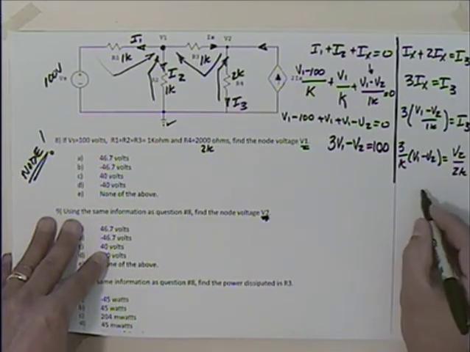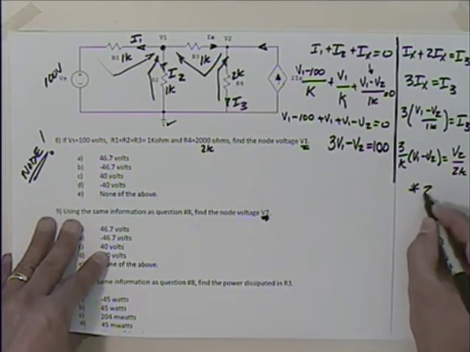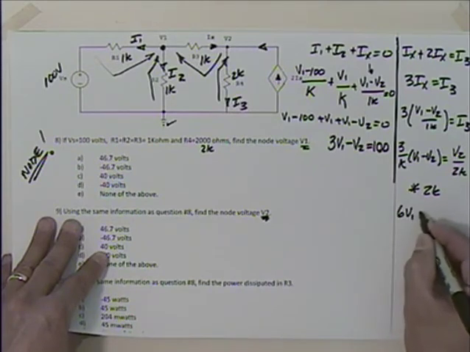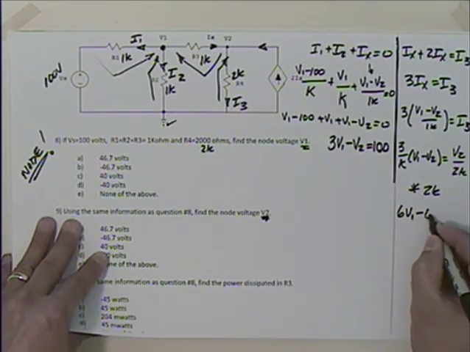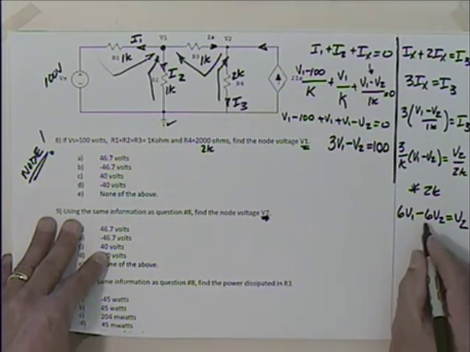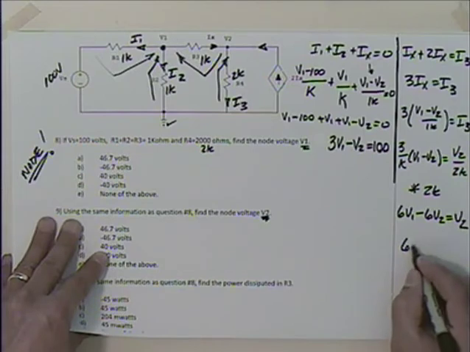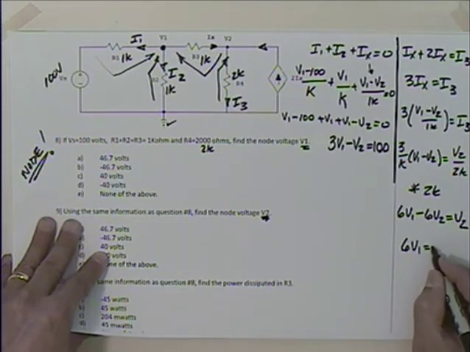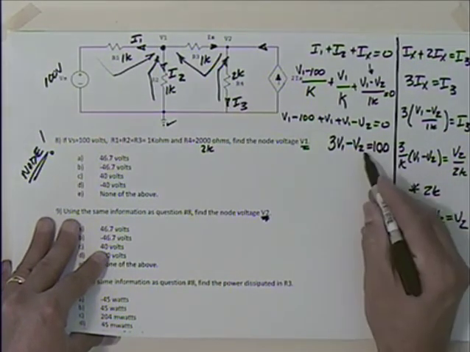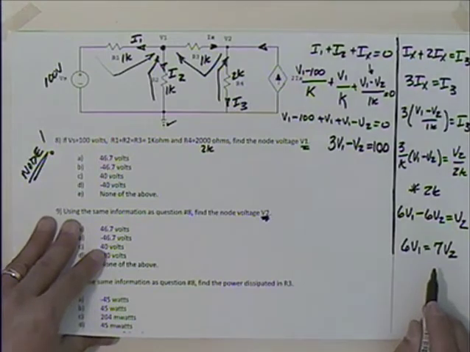So if I multiply everything by 2K, what do I come up with? I get 6V1 minus 6V2 is equal to V2. We're moving that to the other side. I get 6V1 is equal to 7V2. And that's every bit as nice of an equation as this one right here, except it has 2 unknowns. But I should be able to solve those simultaneously, right?